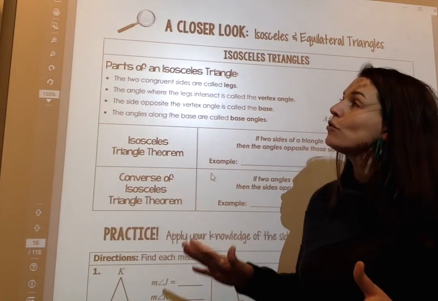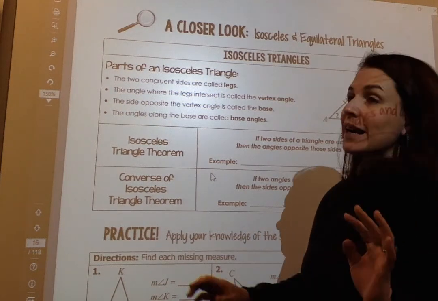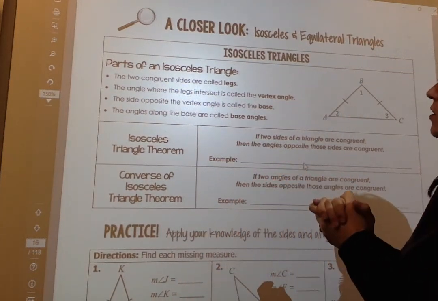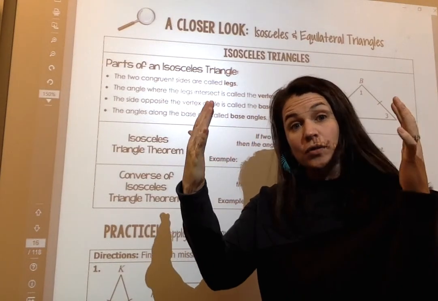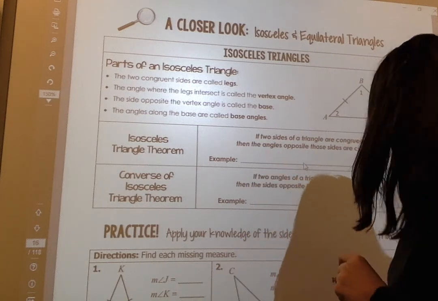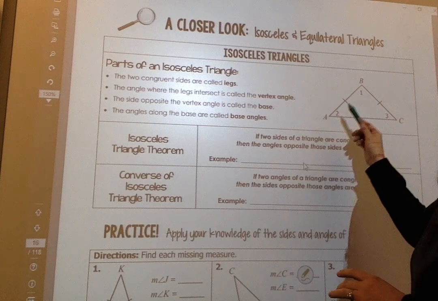We're going to take a closer look into isosceles and equilateral triangles. There's a lot of definitions in this part. So I know you guys know what an isosceles triangle is. It's a triangle with two sides that are congruent. But now we have specific vocabulary associated with that. So if we look at here, the two congruent sides are called legs.